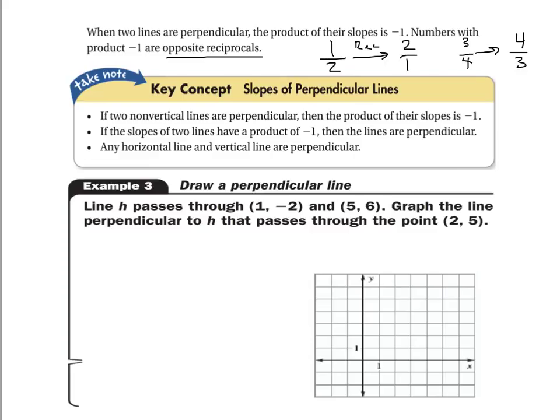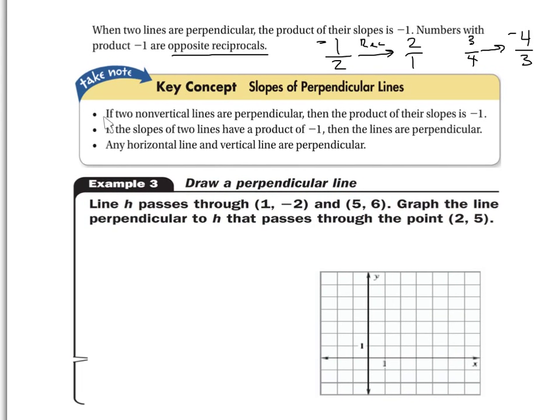Opposite reciprocals simply mean it's the opposite sign. So if it's positive, it becomes negative, or if it was negative, it becomes positive. That's going to be very important. So it says here, if two non-vertical lines are perpendicular, then the product of their slopes is -1. If the product of the slopes is -1, then the lines are perpendicular. Any horizontal line and vertical line are perpendicular to each other. A line with zero slope and a line with undefined slope are perpendicular to each other.